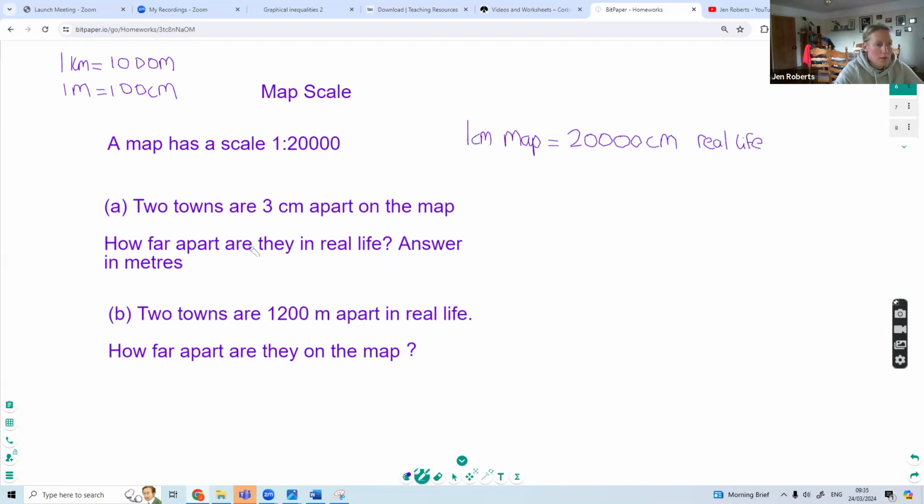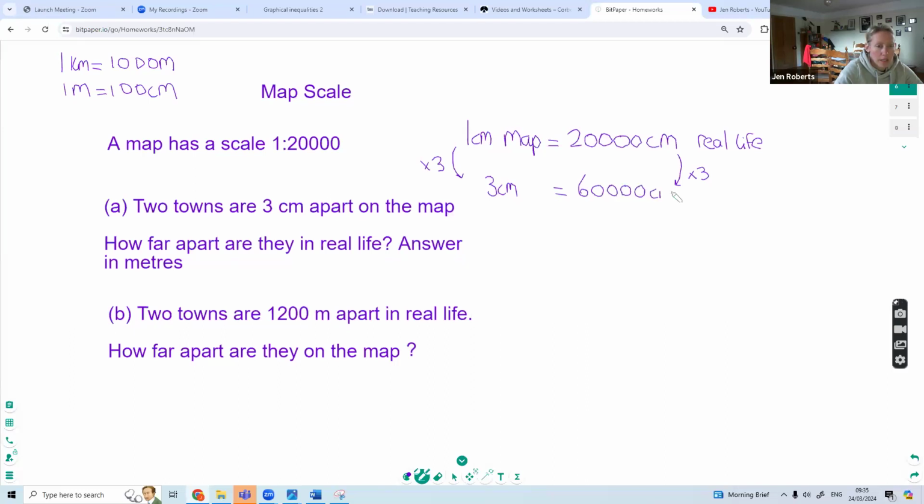Okay, so it says 2 towns are 3 centimetres apart on the map. How far apart are they in real life? Answer in metres. I'm going to use this conversion, 1 centimetre to 20,000 centimetres. 3 centimetres apart on the map. I think about using this as proportion almost. What do you times this by to get this? 3. So this times 3 is 60,000. Don't forget to keep your units in centimetres.